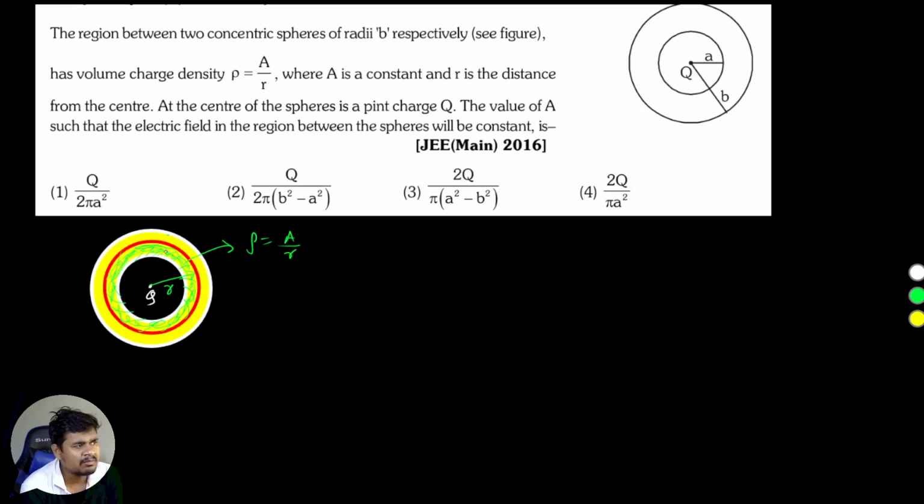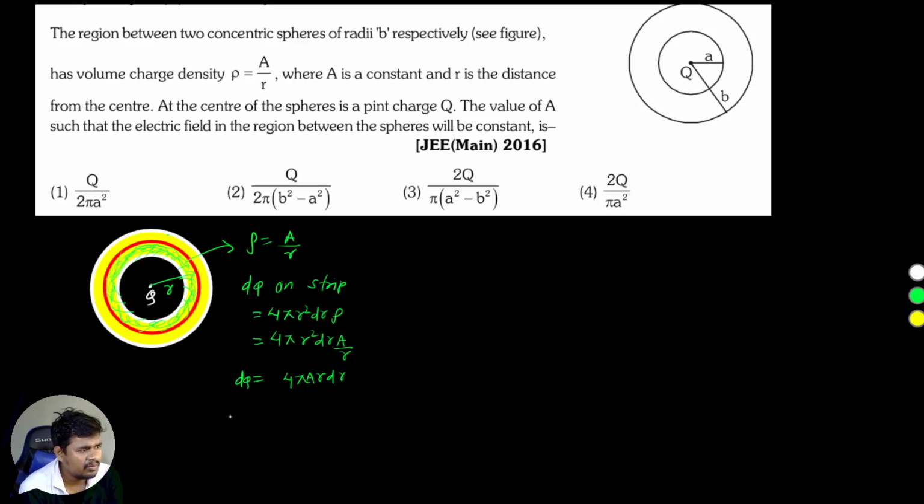So we will go by the basic approach. We will take a strip of thickness dr and radius r, calculate the charge on it, and integrate it from here to here. So let us calculate dq on the strip. This is going to become 4 pi r square dr times rho. So this is 4 pi, and the rho value is a by r, so we get 4 pi r dr times a. So this is our dq.